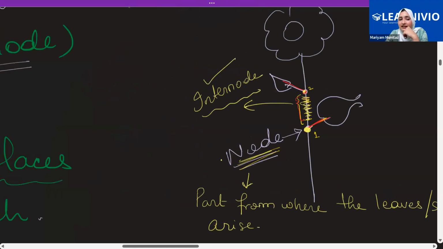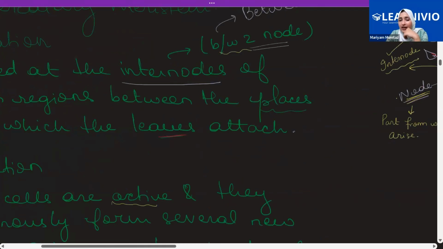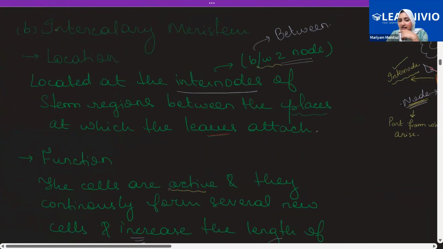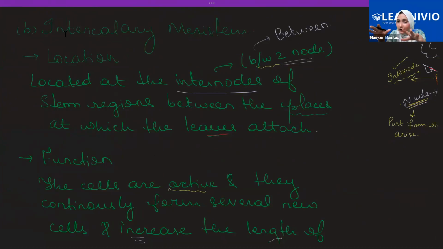So the intercalary meristem, where is it located? It is located at the internode of the stem, in between the two nodes. These are present in the middle of the stem, and they are also constantly dividing. Whenever the plant has to grow in terms of its length, the intercalary meristem will work. Is it clear? Yes, ma'am. Any doubts? No, ma'am.